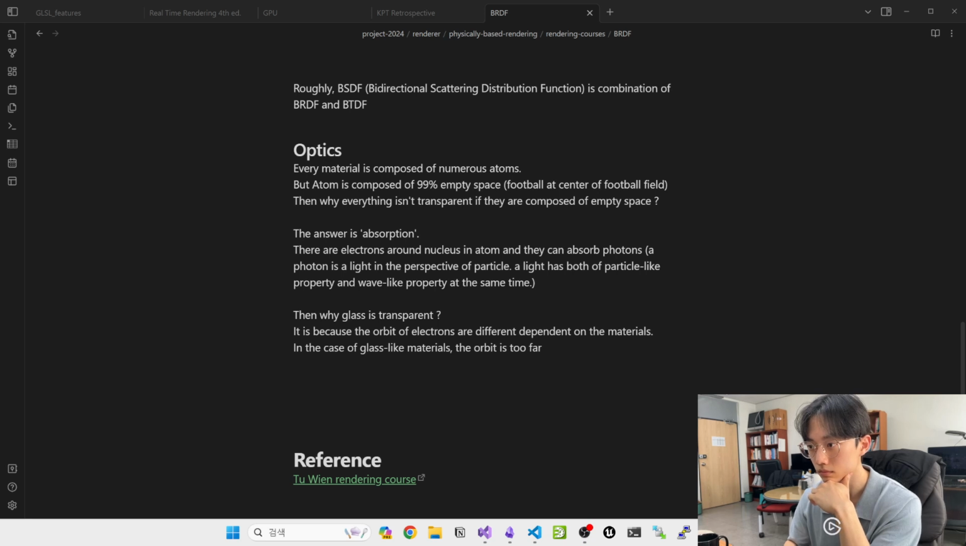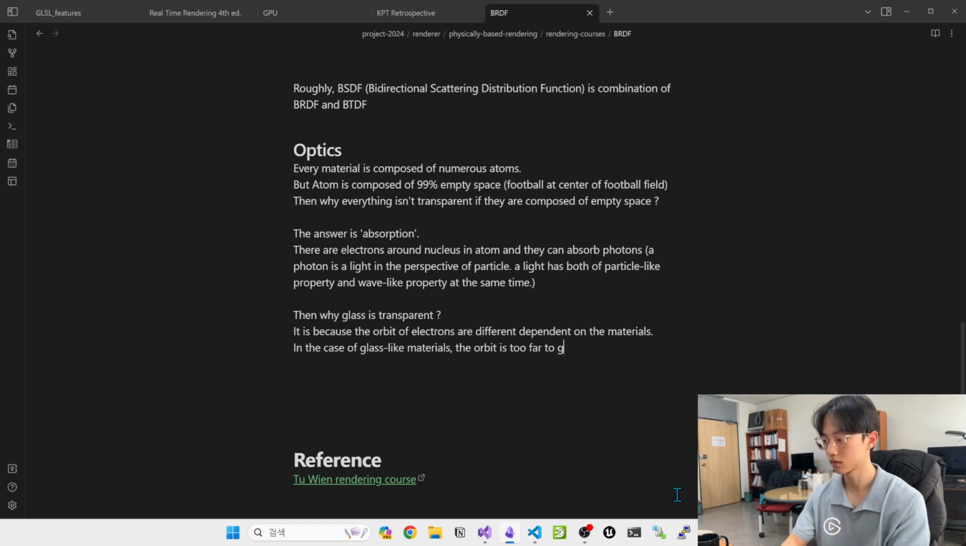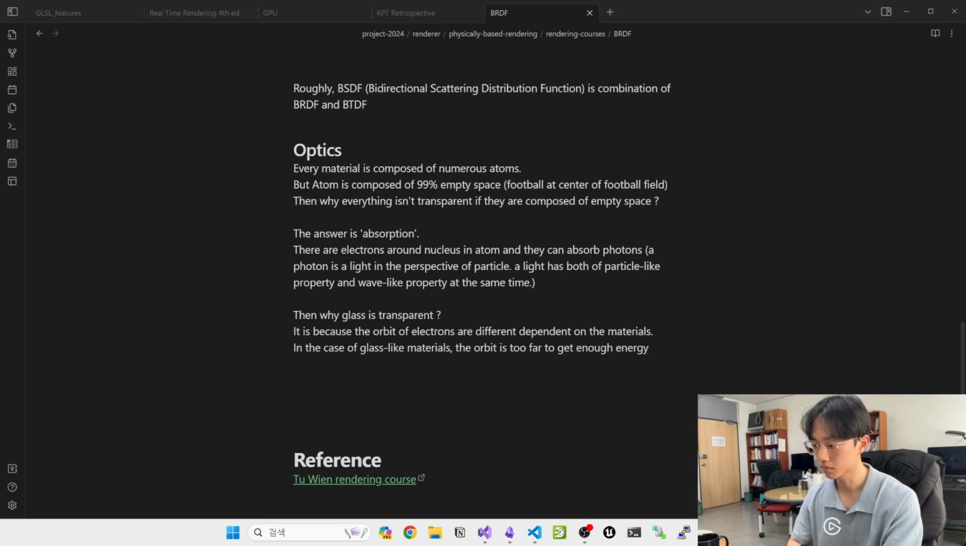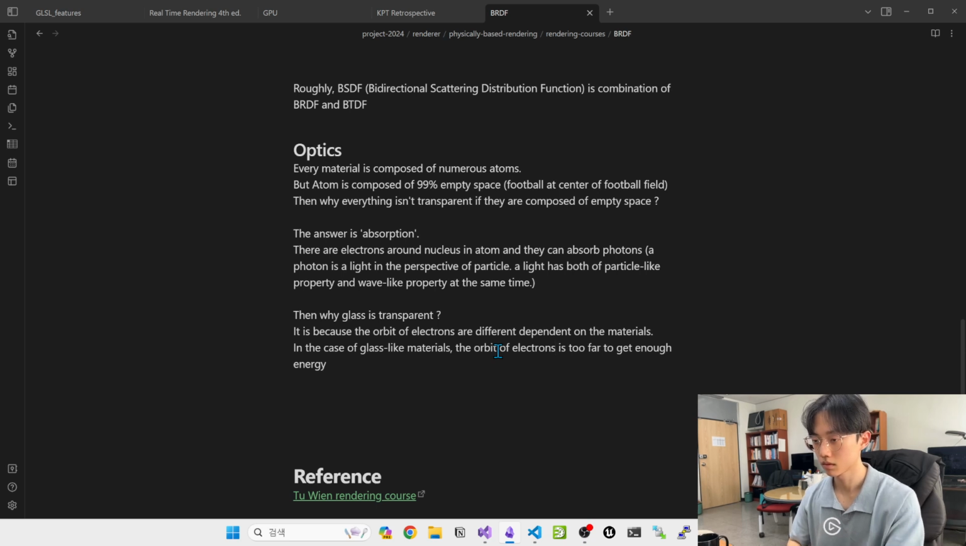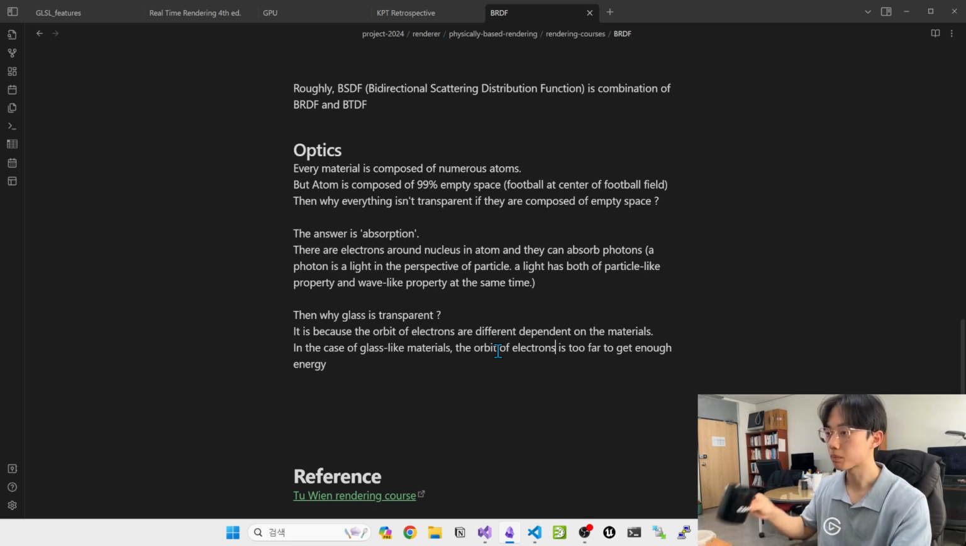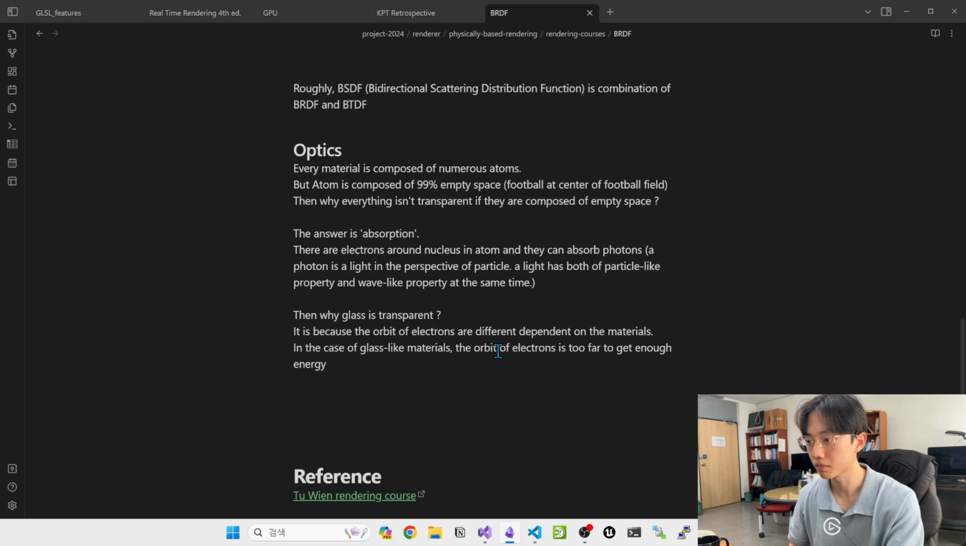In the visible light spectrum, if the electrons absorb a photon, they don't get enough energy to jump to the next orbit. And this is why most of the light is going through these glass materials. And the interesting thing is that this is not always the case. This is the case for the visible light spectrum. There is another spectrum which is absorbed.